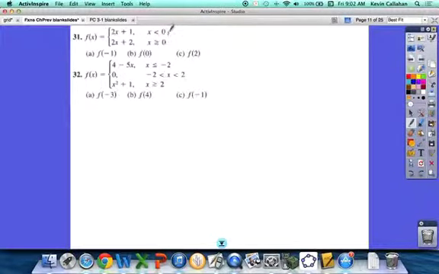Okay, you're going to look at these two domains. These are the pieces of the domain. Is the 2 in the piece which is x less than 0, or is the 2 in the piece which is greater than or equal to 0? It's greater than or equal to 0, so you're going to use that one, right? You're going to use that. So that would be 2 times 2 plus 2, 6.